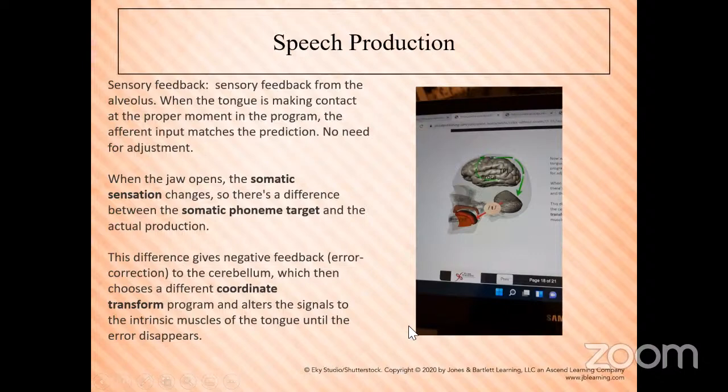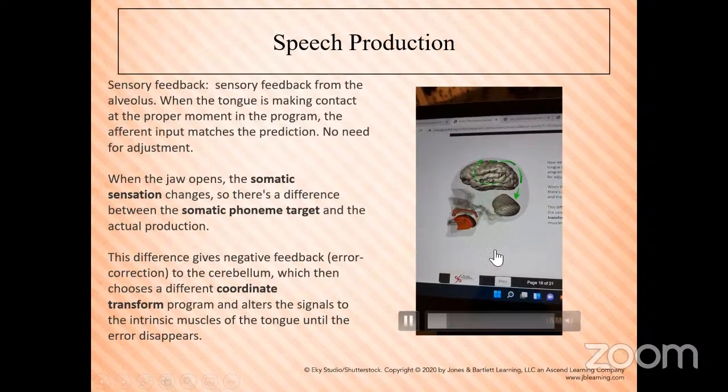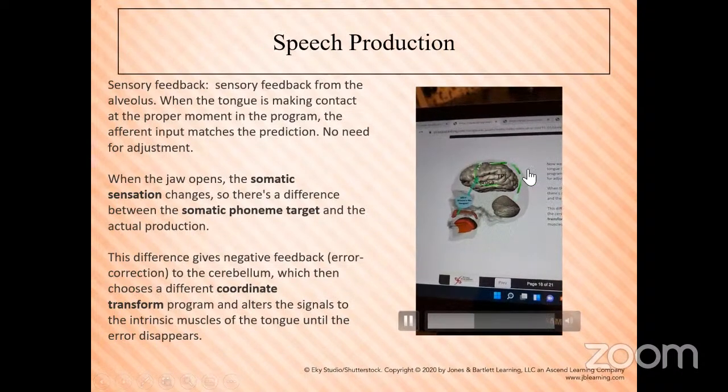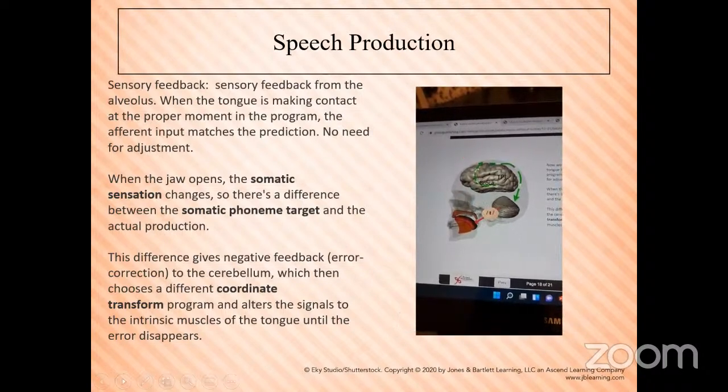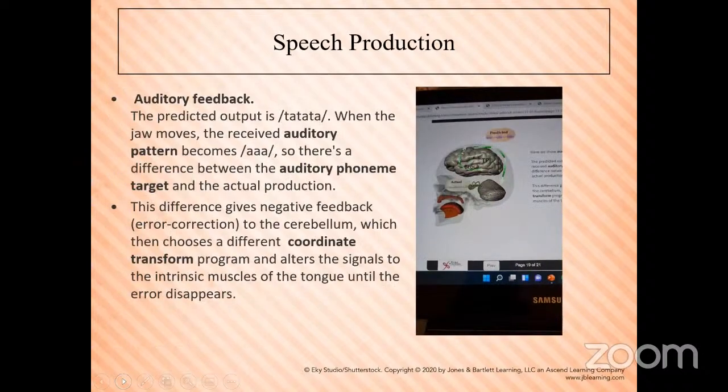So this is a bit complex to understand, but students can understand that these different mechanisms are in operation, which is a very complex mechanism, how the error correction takes place, and one after the other the syllables are produced. So the predicted output is ta ta ta. When the jaw moves, the received auditory pattern becomes ha. So there is a difference between the auditory phoneme target and the actual production. This difference gives feedback to the cerebellum, which then chooses a different coordinate transform program and alters the signals to the intrinsic muscle until the error disappears, as has already been told to you.